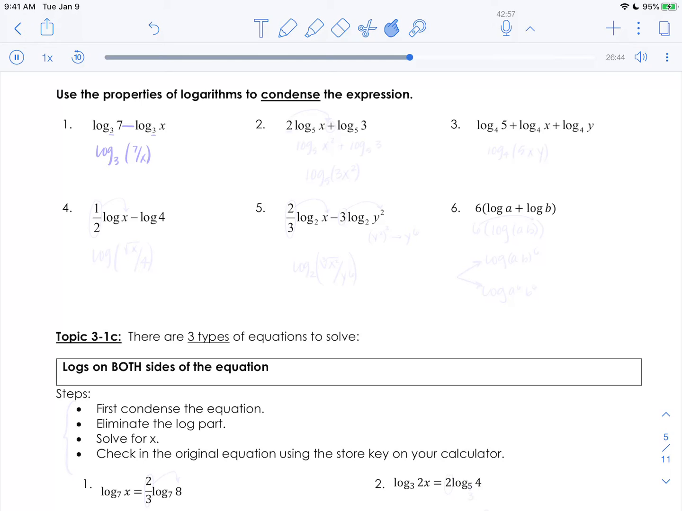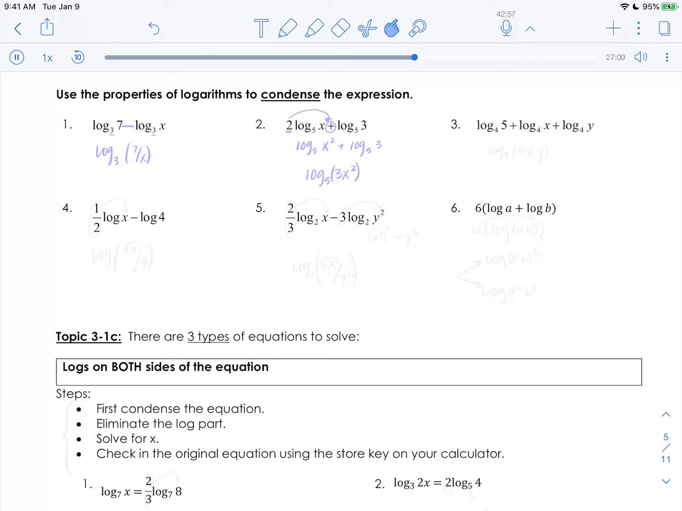Number 2, we're adding. So that's going to be multiplication, and we have a number up front. So we're going to have to make that an exponent, right? So first we can just move our exponent. So it's going to be log base 5 of x squared plus log base 5 of 3. Now we can combine them and multiply to become log base 5 of 3x squared.